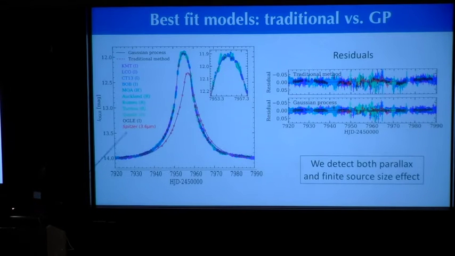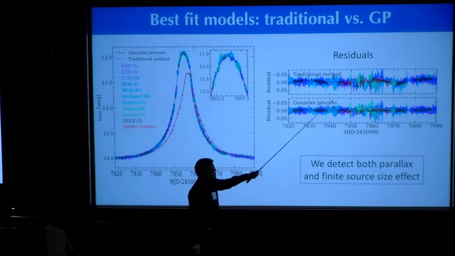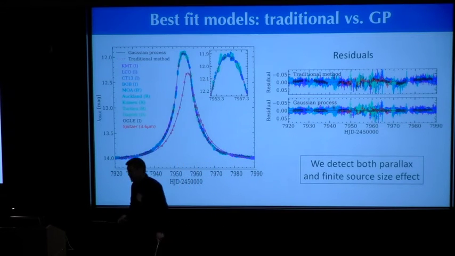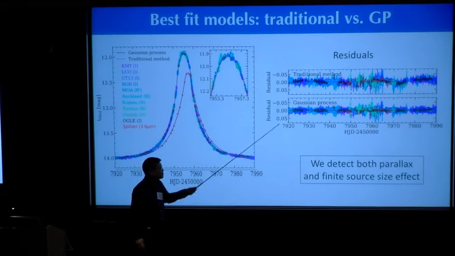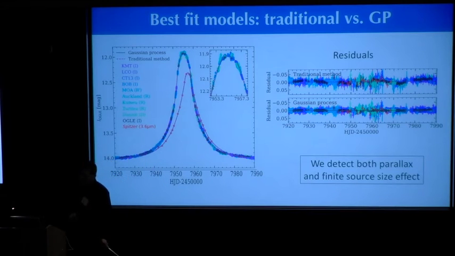Now, this shows the model without intrinsic noise and with Gaussian processes. The data points here in red show the Spitzer data, and the ground-based data are shown in many different colors from different collaborations. The traditional method gives the residual as shown here, and you can see clearly that there are still systematic trends. But once you take into account the Gaussian process, the residual shows no systematic trend. So in this event, we clearly detect both parallax and finite source size effect.